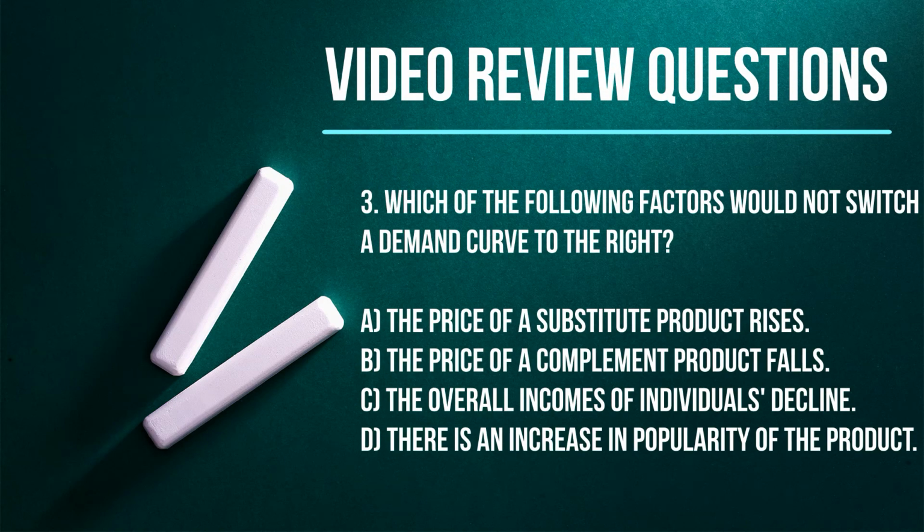Question 3. Which of the following factors would not shift a demand curve to the right? A, the price of a substitute product rises. B, the price of a complement product falls. C, the overall incomes of individuals decline. Or D, there is an increase in popularity of the product. Answer is C, the overall incomes of individuals decline.